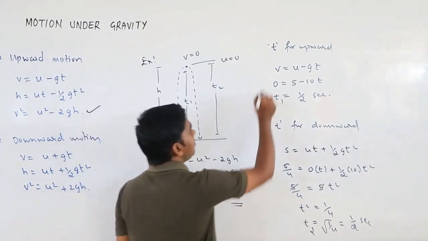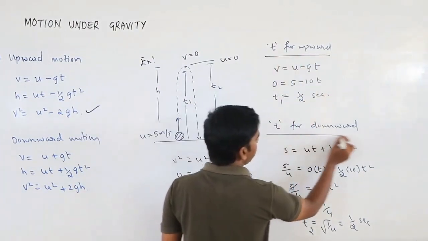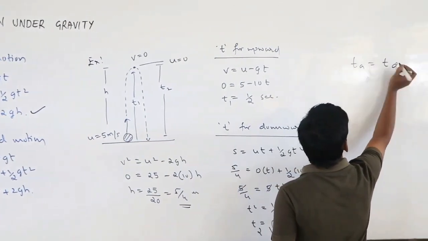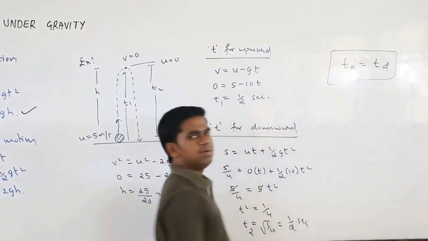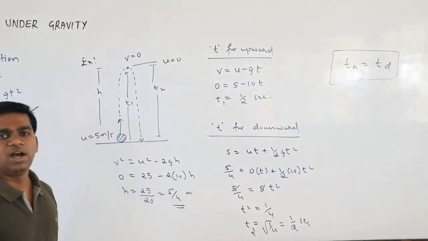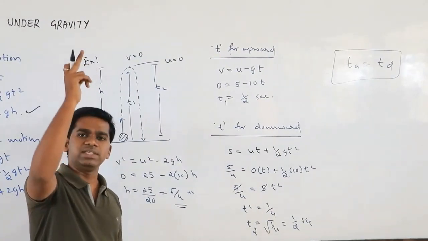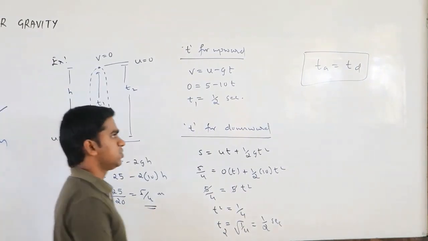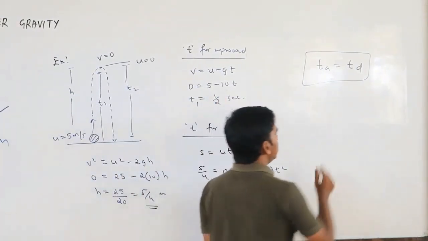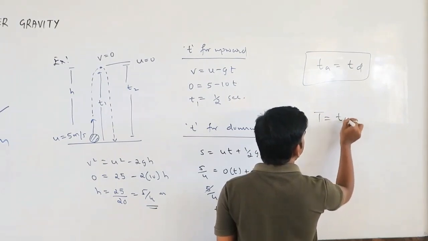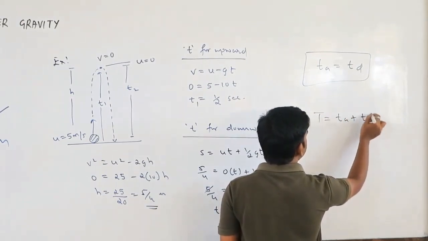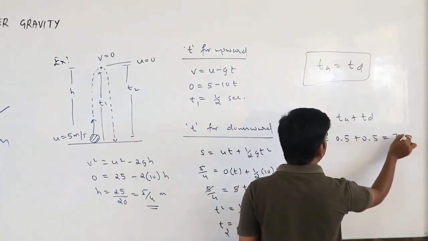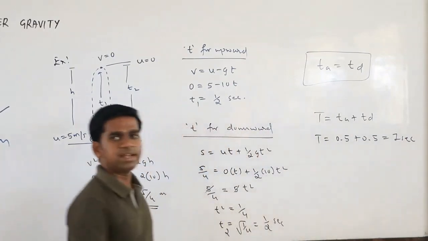That means the time taken for upward is equal to the time taken for downward. Time of ascent is always equal to time of descent. How much time it takes to reach maximum height, the same time it will take to come back to the ground. So if they ask the total time of tossing the coin, total time will become time of ascent plus time of descent. So total is 0.5 second plus 0.5 second, which will become 1 second. This is how we can calculate total time.